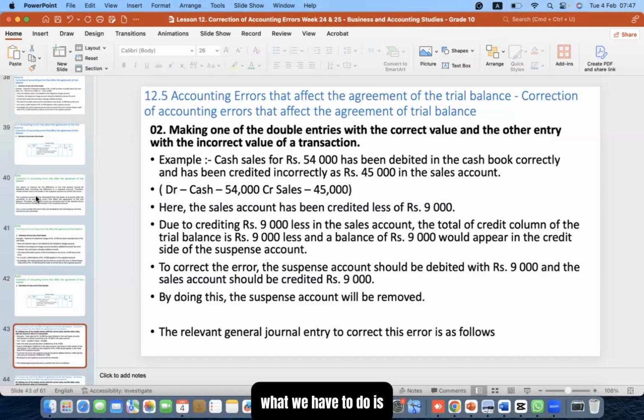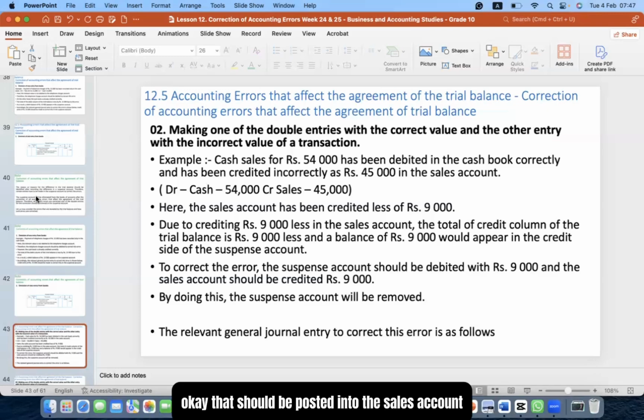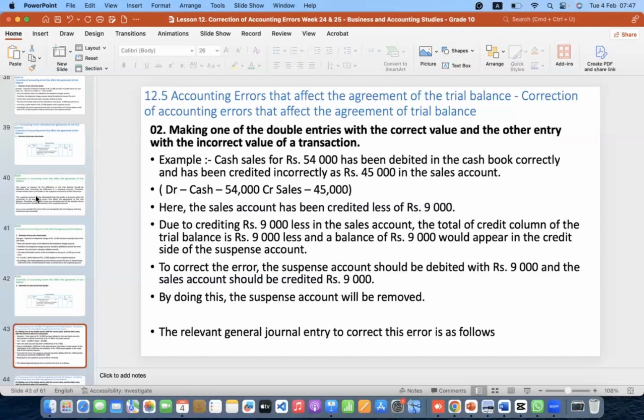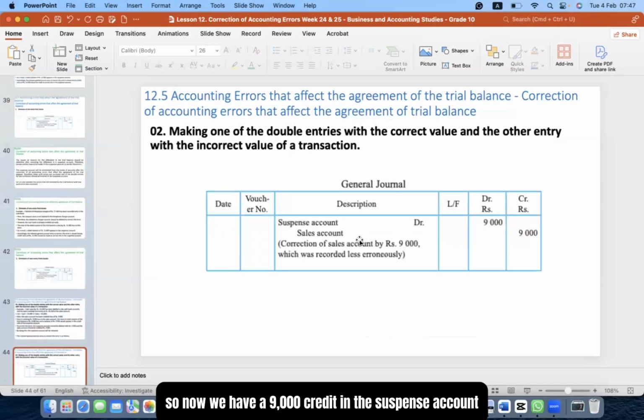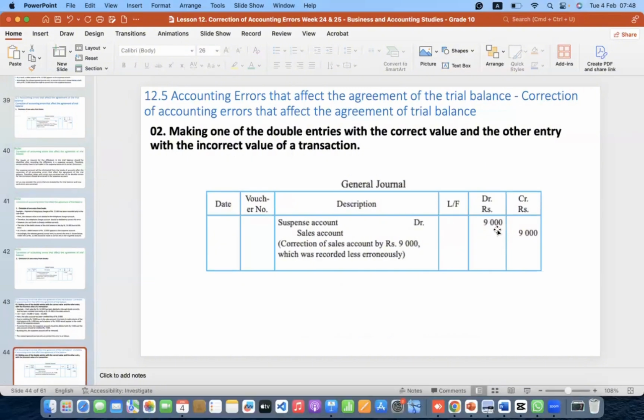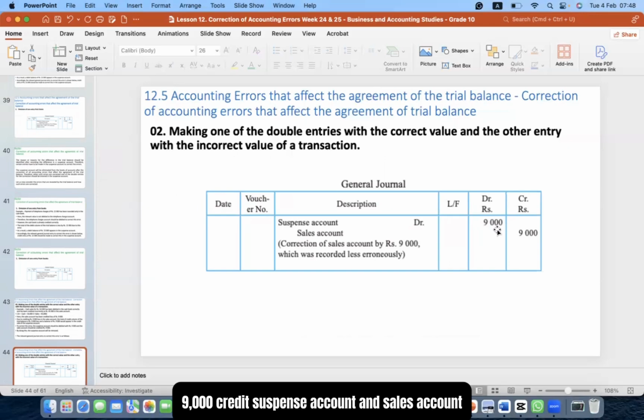What we have to do is debit the suspense account by 9,000, and that 9,000 credit should be posted into the sales account. Let's see how the entries are passed. So now we have a 9,000 credit in the suspense account, because the difference was written on the lesser side.